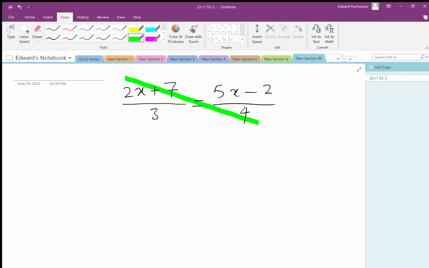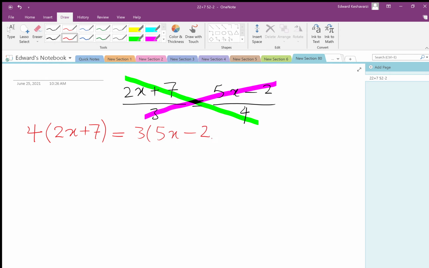First we'll multiply these two numbers to get 4 bracket 2x plus 7 equals, and now the other two, which is 3 bracket 5x minus 2. So let's apply distributive law here. So it becomes 8x plus 28 equals 15x minus 6.